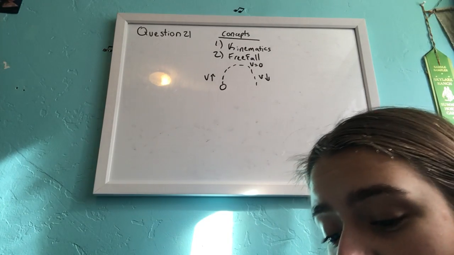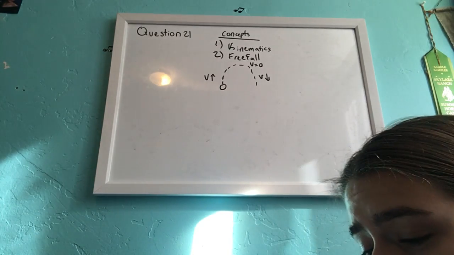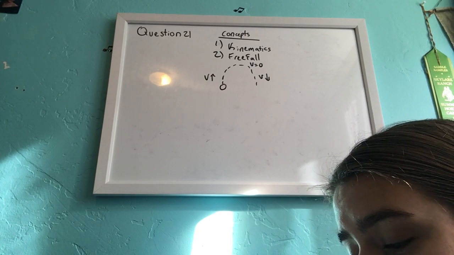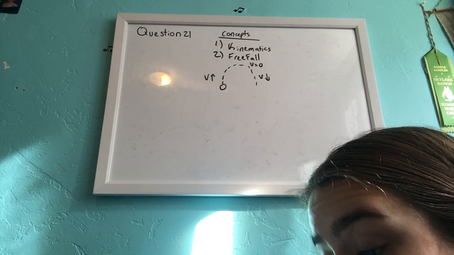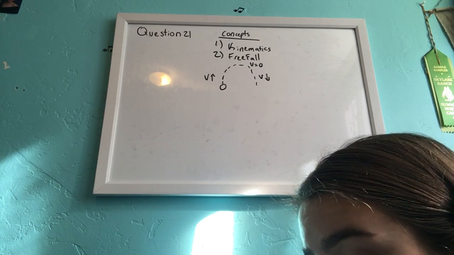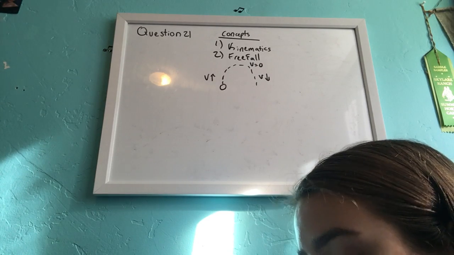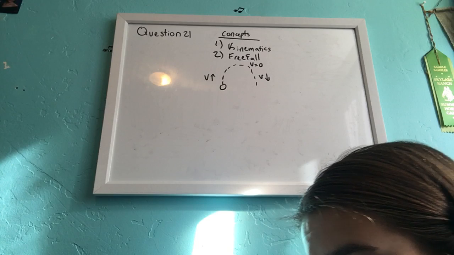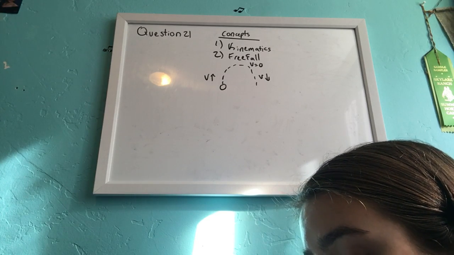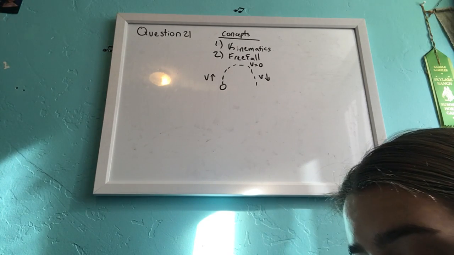Okay, so now I'm going to read question 21. A cannonball is shot from the top of a 30-meter high hill at a velocity of 25 meters per second and at an angle of 40 degrees above the horizontal and lands on the ground below. The speed of the cannonball at the top of its path is most nearly.